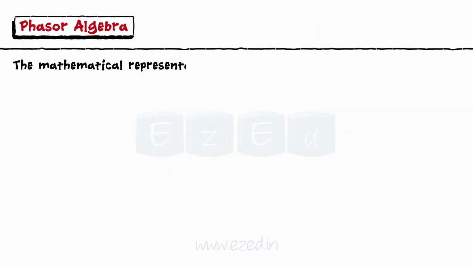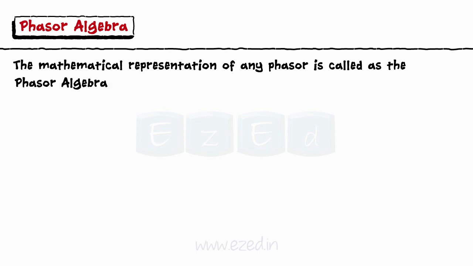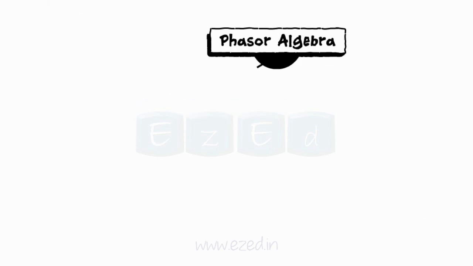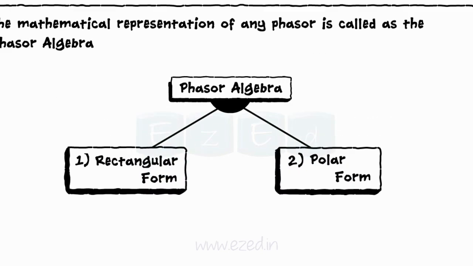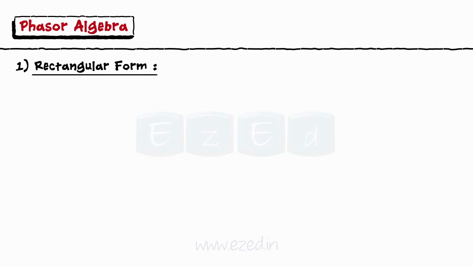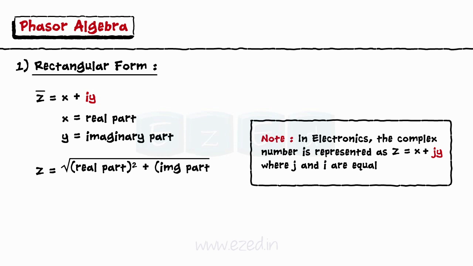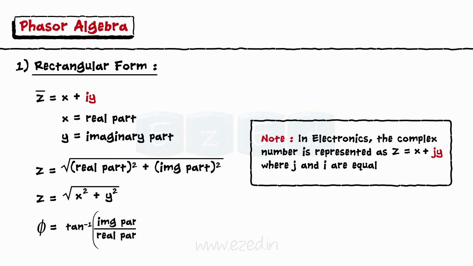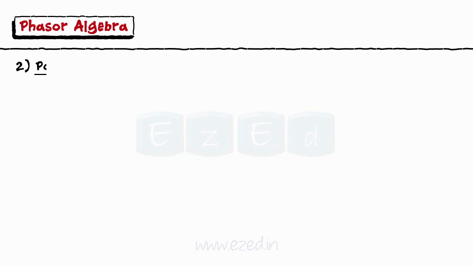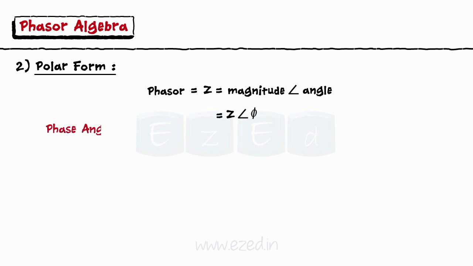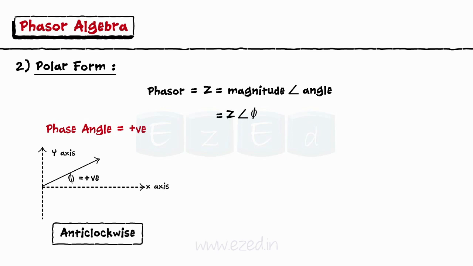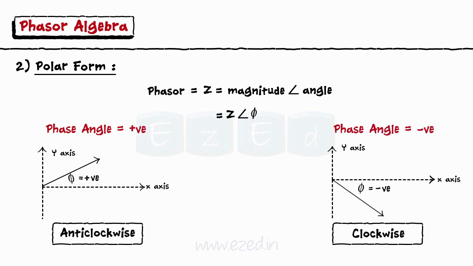The mathematical representation of any phasor is called the phasor algebra. This phasor can be represented in two different ways, such as rectangular form and polar form. In rectangular form, we represent the phasor in the form of a complex number as x plus iy, where x is the real part and y is the imaginary part. The magnitude is calculated as the square root of the real part squared plus the imaginary part squared, and the phase angle as tan inverse of the imaginary part upon the real part. In polar form, it is shown in the format magnitude and the angle. Again, the phasor angle is taken as positive if it is measured in an anti-clockwise direction, and it is negative if measured in the clockwise direction.